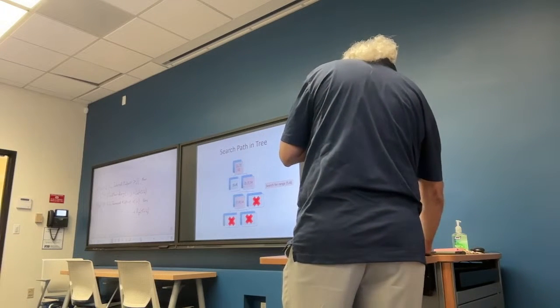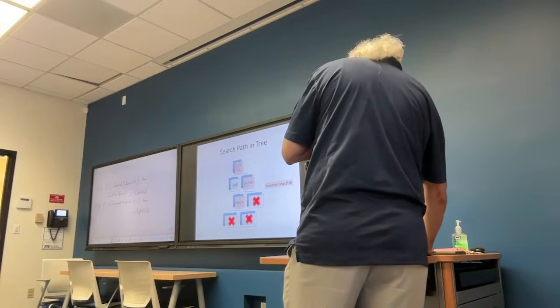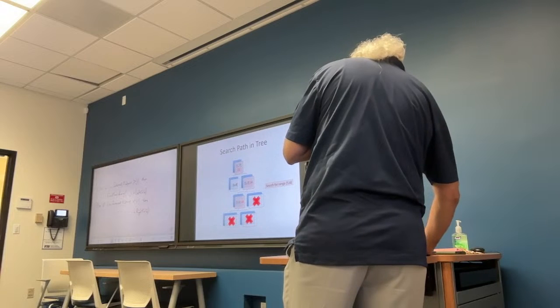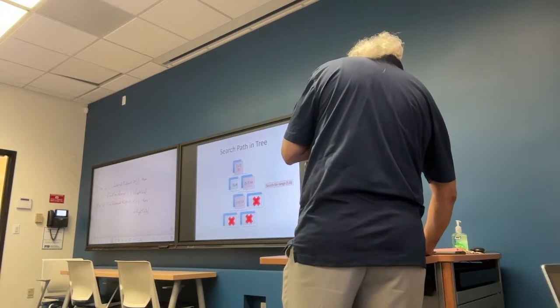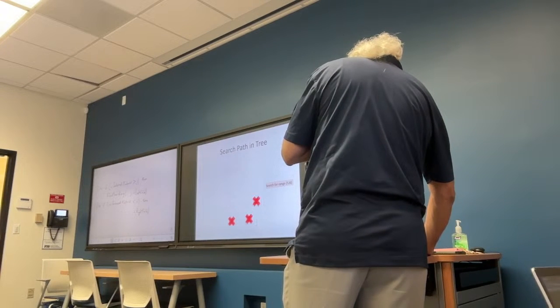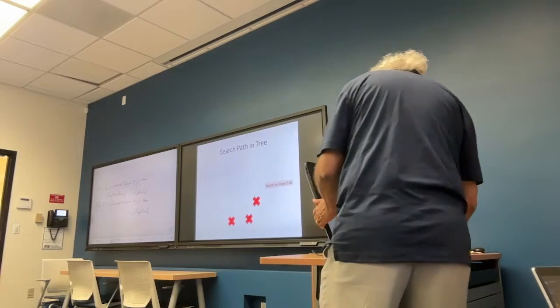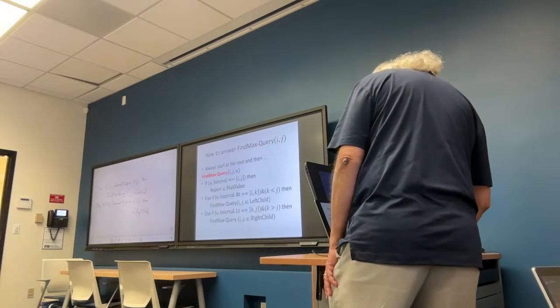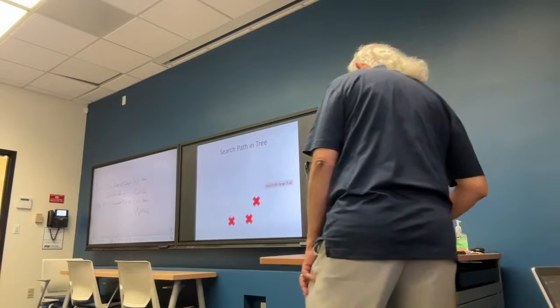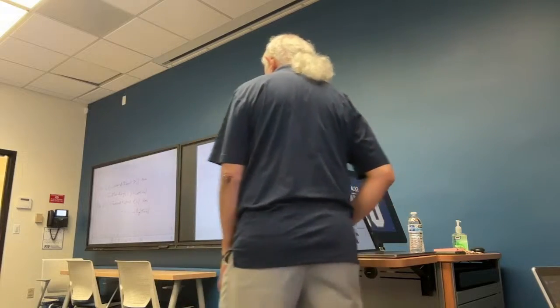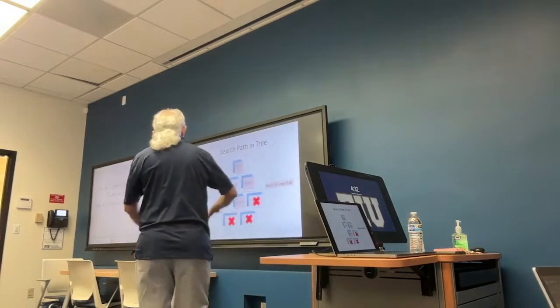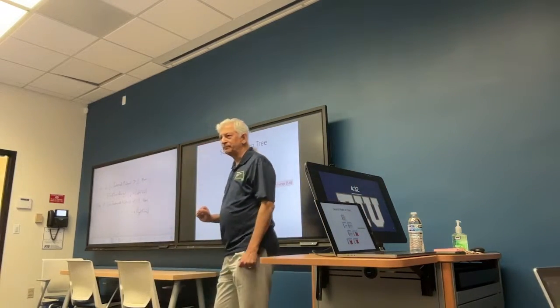Oops, sorry. My animation is a mess. Okay. How do I fix this? All right. So here's an example. The picture is a little messed up. I'm only showing a part of the tree.